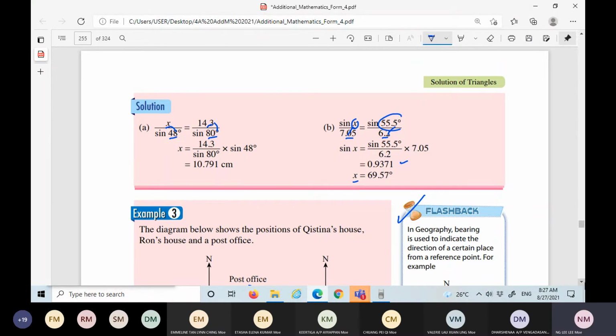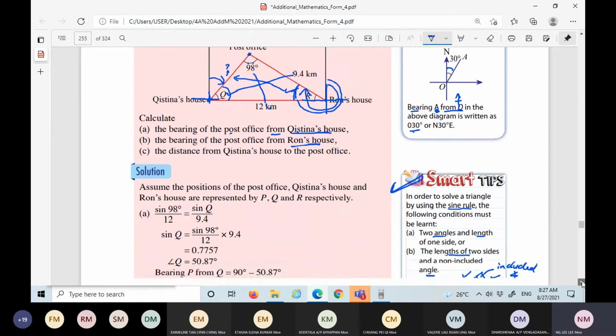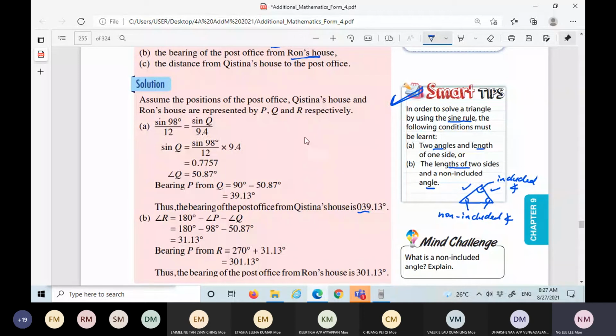Okay, if you still remember the condition for the sine rule, I ask you to copy it as notes. This one is very important. When you have this kind of condition, then you use the sine rule. There are two types of conditions. The first type: two angles and one length, then you use the sine rule. Second type: two lengths and a non-included angle, then you use the sine rule. Yeah, so we come back to the cosine rule.